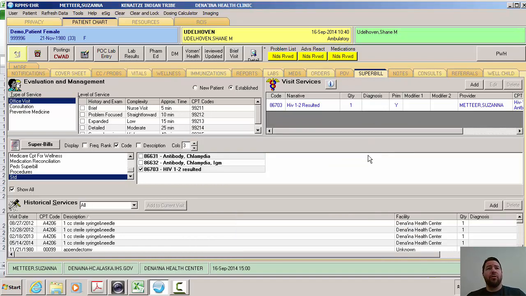All three of those will satisfy that GPRA measure, and you will meet that prenatal HIV screening measure.